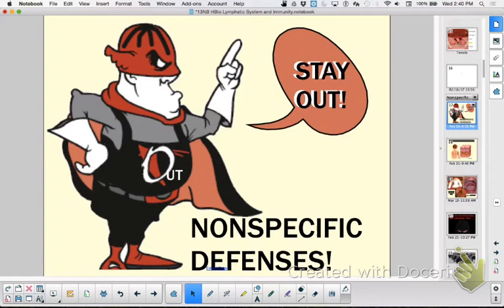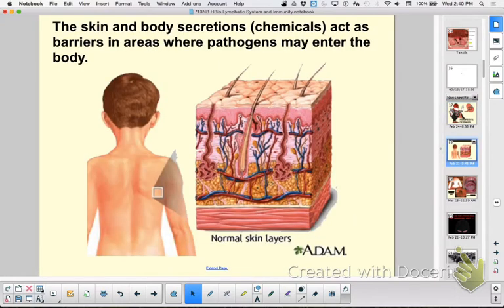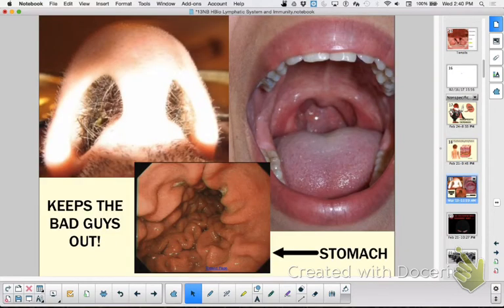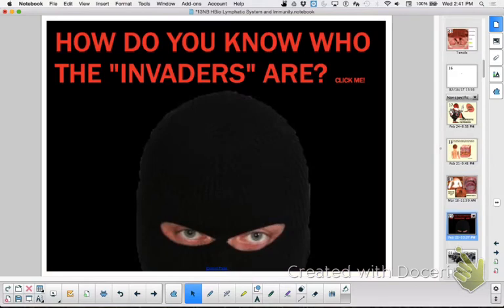So what are the walls that we have? We have things like skin and hair and mucus secretions and salivary secretions. We have oil. We have low pH in our stomach. All of these things are barriers that we can use to keep things out of our body. But if somehow they get across that barrier and get into our body, then what are we going to do?